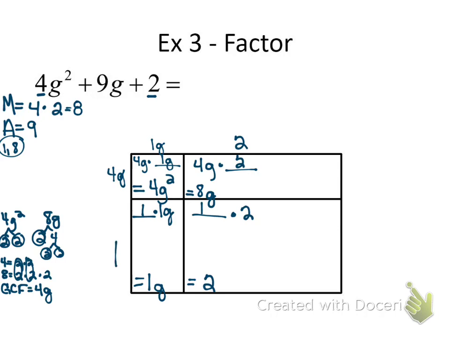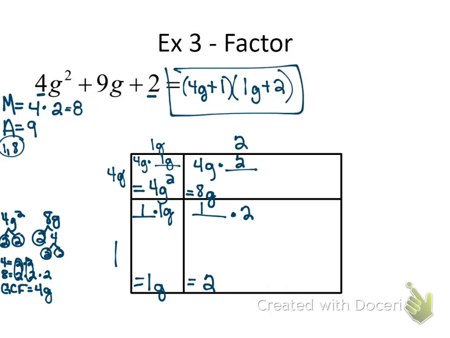This time I did not provide you the setup of how you're going to write your final answer. Now, this is the area. This represents area. We basically just factored the area down into the height and the length. So area equals height. What's my height? 4G plus 1. Times my length. What needs to be around it? Parentheses. And then what needs to be around my length? Parentheses. And it's 1G plus 2. So there's your final answer.